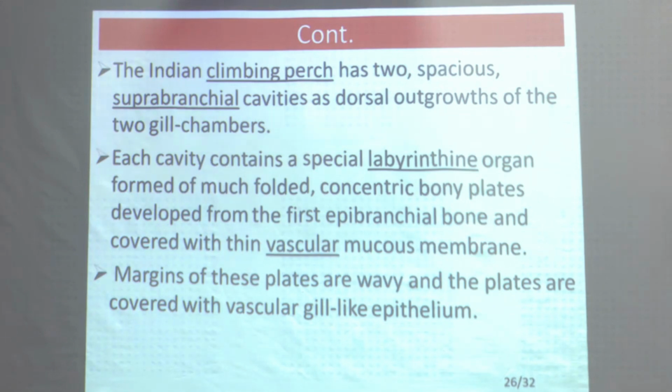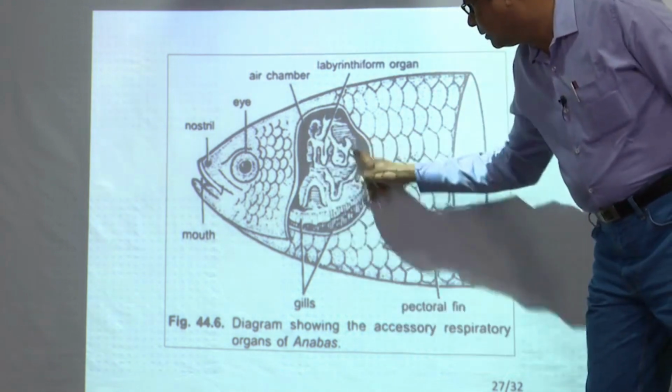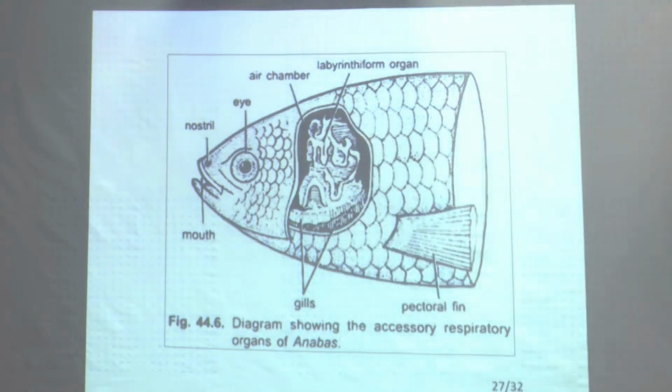The margins of these plates are wavy, and the plates are covered with vascular gill-like epithelium. Okay, so you just see, this is the picture. This is the labyrinthine organ. This is found in our Indian perch, that is Anabas, or climbing perch.